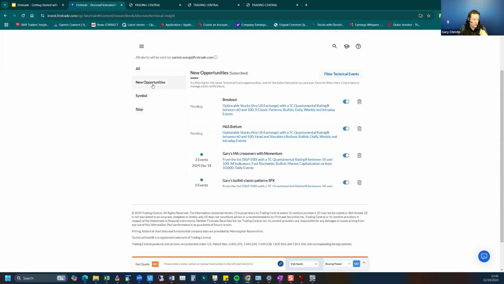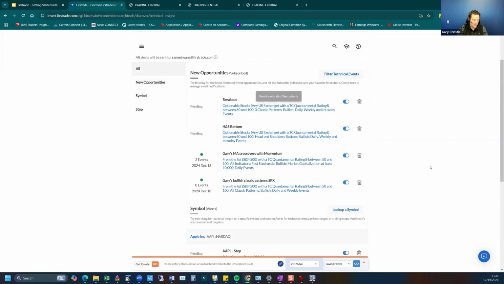And I can also go for new opportunities. I'm looking for breakouts, head and shoulder bottom, or go for all of them here. You can see all the alerts. Okay, when I click on the breakout, see it's pending right now. It's going to calculate tonight at the close. We need to use closing prices for this. So when we get a confirmation, we'll give you the alert the next day.